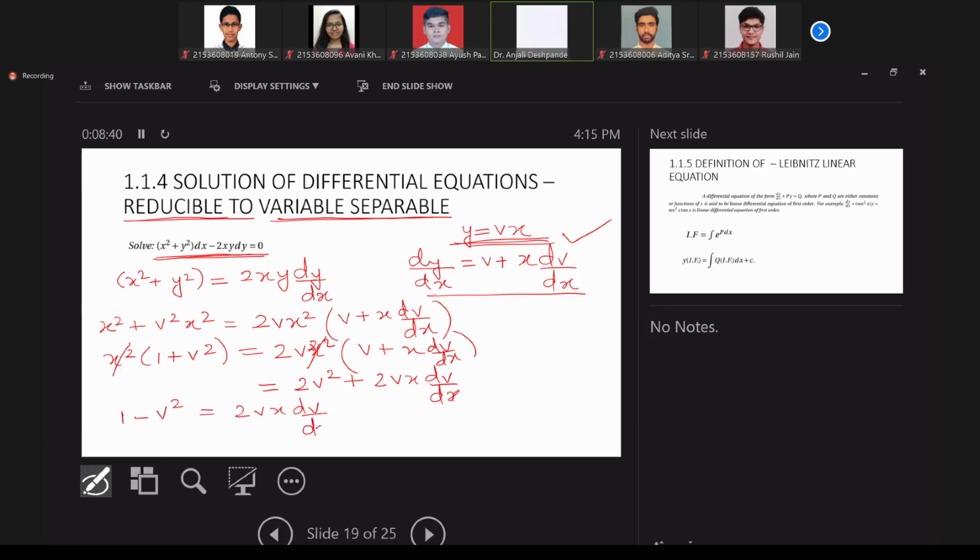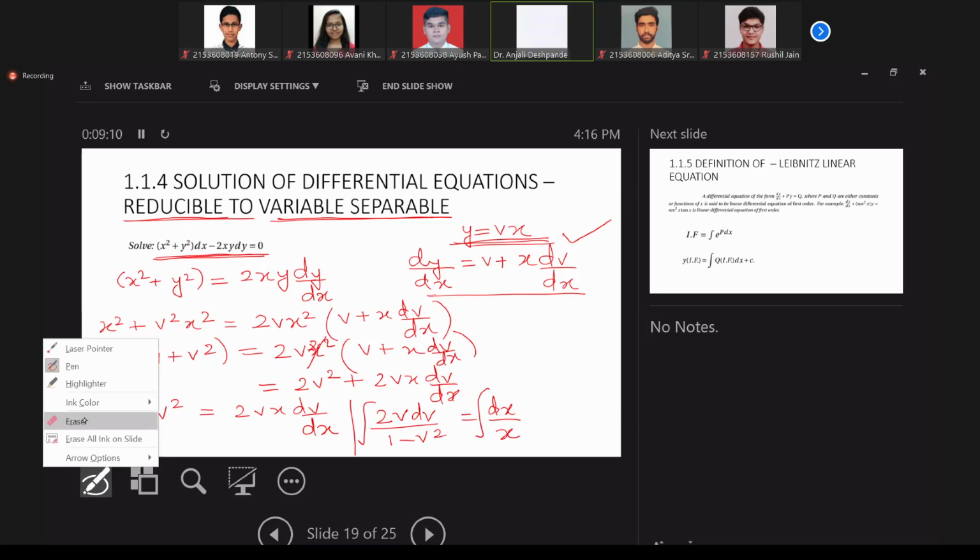Okay, now you tell me, can we separate this, variable separable? Can we separate it? Yes, ma'am. Yes, we can easily separate it, right? What we have to do? 2v dv upon 1 minus v square is equal to dx upon x. Now this is variable separable. So we have to just integrate this and get the answer.